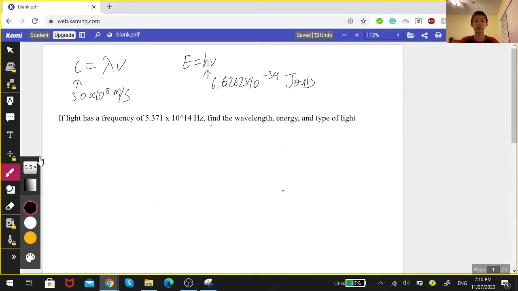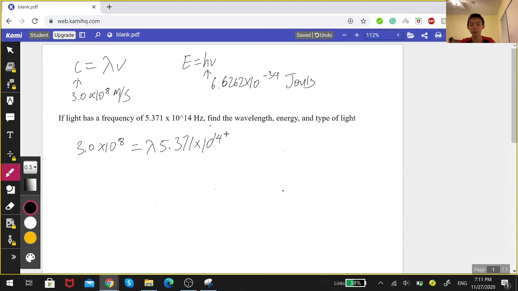If light has a frequency of this, find the wavelength, energy, and type of light. Okay, so let's first use our formula of c equals wavelength times frequency. So c is 3.0 times 10 to the 8th, and frequency, which is v, we're looking for the wavelength. So this times v, so 5.371 times 10 to the 14th. All frequency, the label will be Hz. All wavelength, the label will be nm. All energy, the label will be joules.